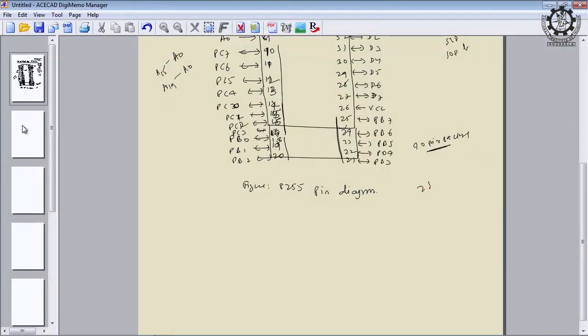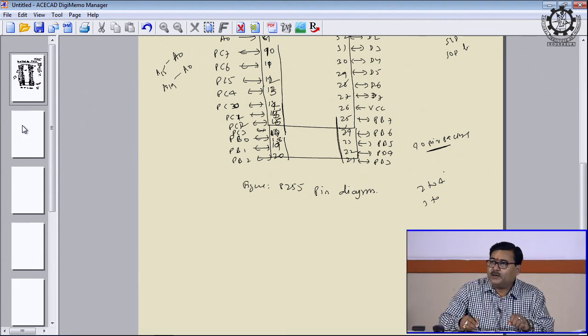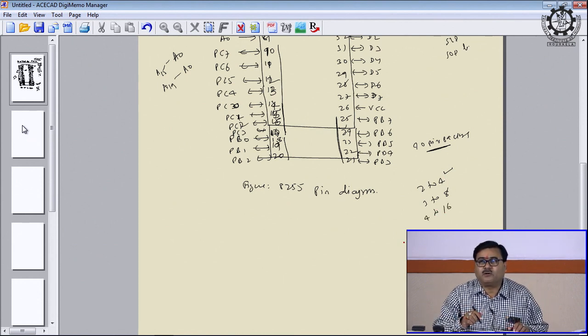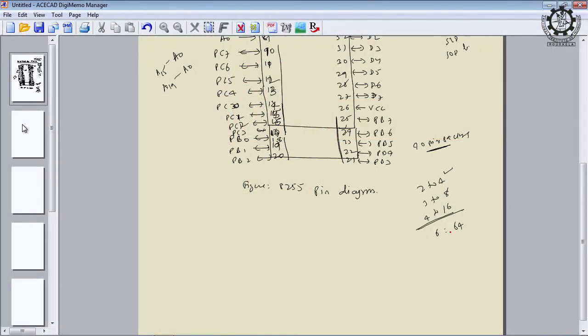So we have 2 to 4 decoder, or depending upon the complexity, depending upon the types of interfacing, we can go for a 2 to 4 decoder, or we can go for a 3 to 8 decoder, or we can go for 4 to 16 decoder. I think 4 to 16 decoder is enough for us as far as the interfacing is concerned. We will not go beyond that, but it is possible. You can have 5 to 32, or you can have 6 to 64. Likewise, you can go on using the decoders, right?